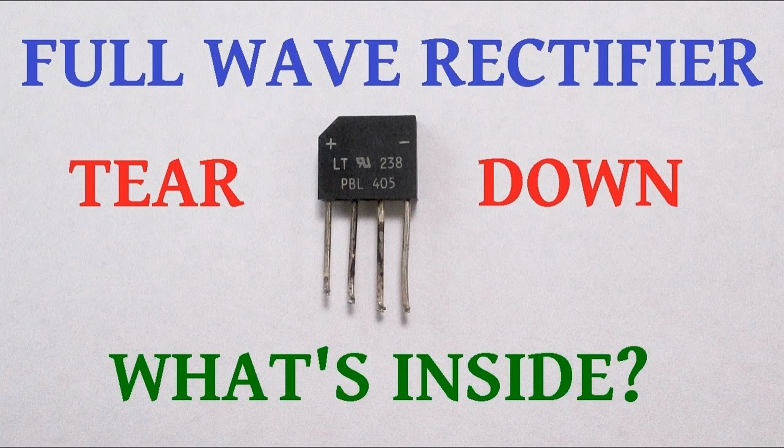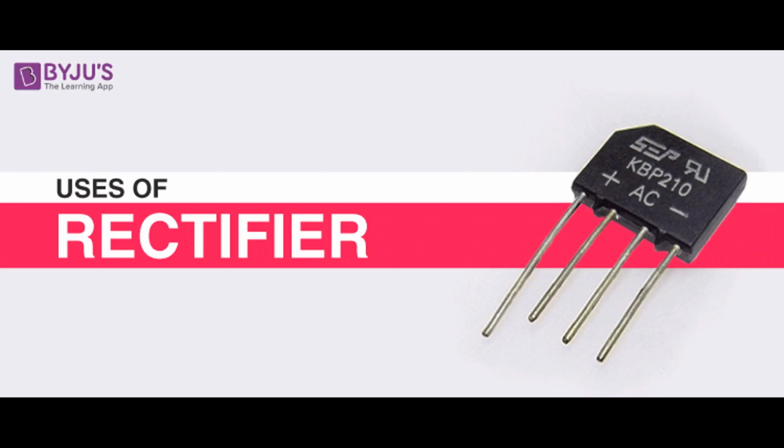Signal processing. In some telecommunications applications, bridge rectifiers may be used in signal processing circuits to rectify and condition analog or digital signals. This may involve rectifying AC signals received from antennas or sensors, converting them into DC signals for further processing or analysis.